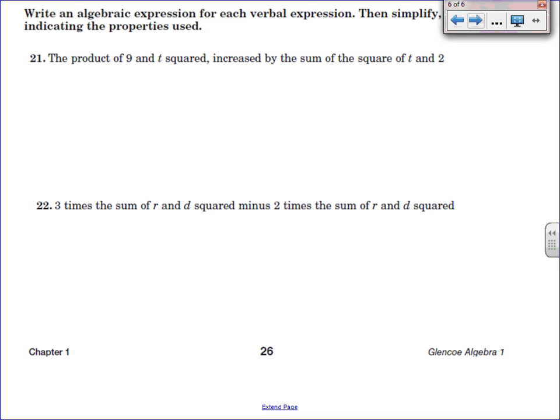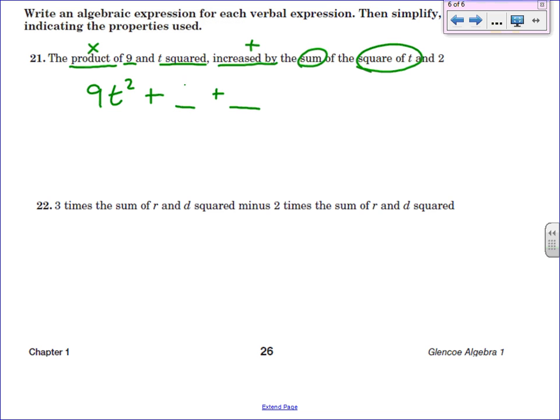All right, then number 21, we have to go back to section 1-1 where we write math expressions for verbal expressions. So the product means multiply of 9 and t squared. So I'm going to multiply 9 and t squared. Increased by means we're adding. The sum means we're adding 2 things. And those 2 things are the square of t, or t squared, and 2.